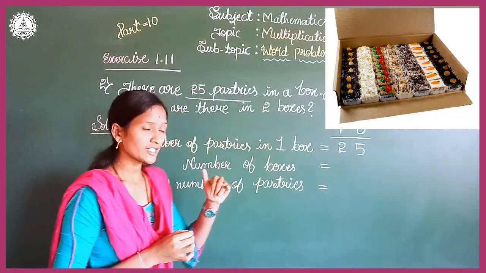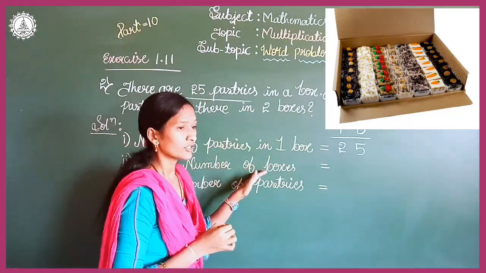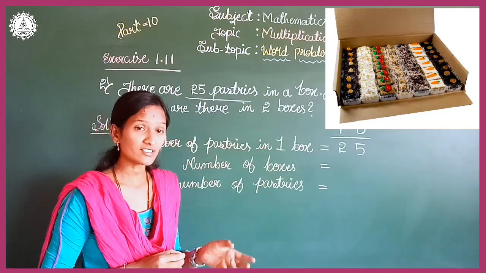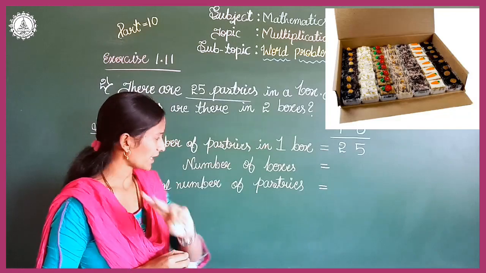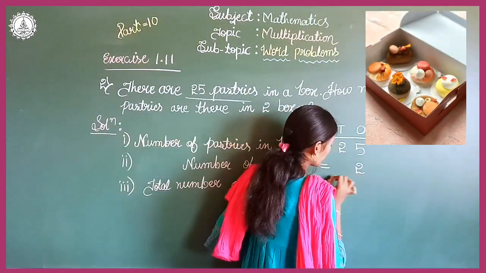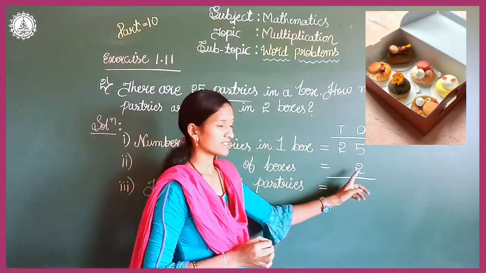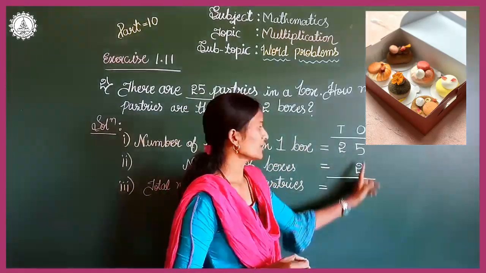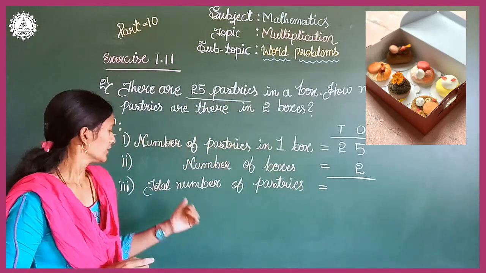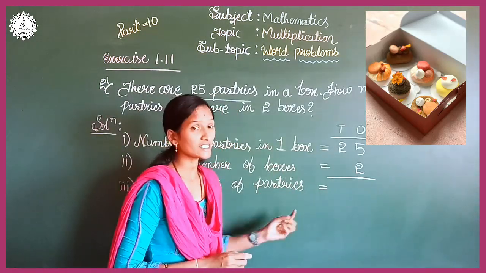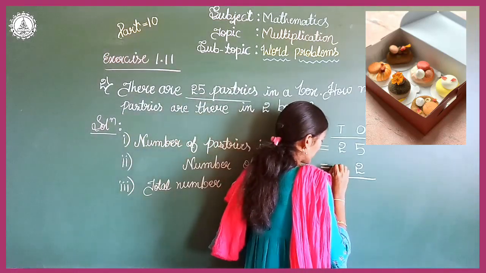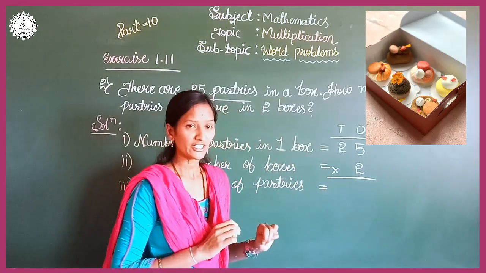Right? So the next statement is the number of boxes. So in this problem, they tell us to find the number of pastries in 2 boxes. Right? So the number of boxes here is 2. Write down 2 here. Because it is a single digit number, I am writing it in the ones column. The next, you have to find the total number of pastries in 2 boxes. Right? So place the symbol of multiplication here.